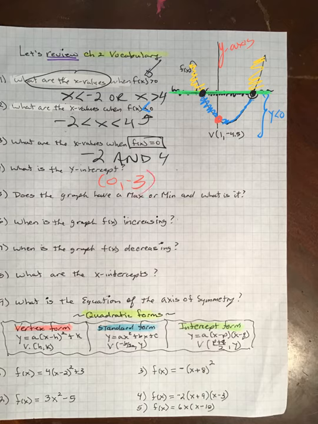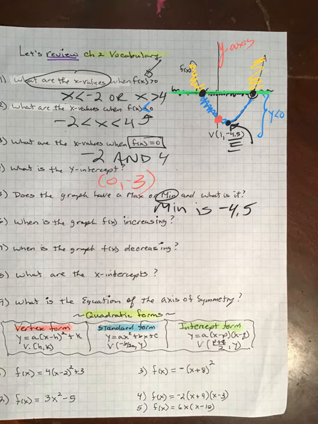Does the graph have a maximum or a minimum? And what is it? Isn't the vertex either going to be the maximum or the minimum? And isn't this the lowest the parabola goes? So we say it has a minimum. And the lowest it goes is -4.5. Right? That's the lowest it goes.